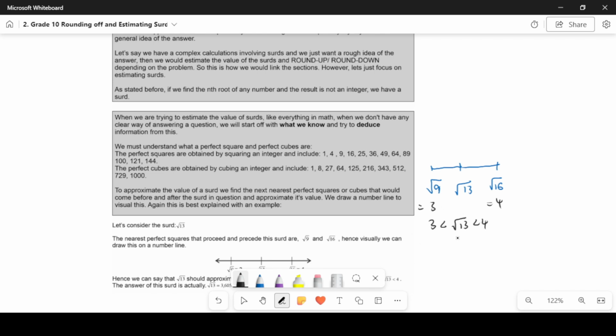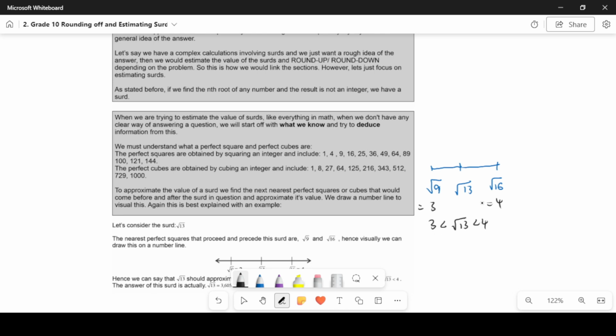This is how you write it mathematically. The square root of 13 is greater than 3. The inequality sign always points towards the smaller number. So it's greater than 3, but it's less than 4. Don't worry, we will talk about the inequality signs in the next chapter, but this is how you write it. We say that the square root of 13 is between 3 and 4.